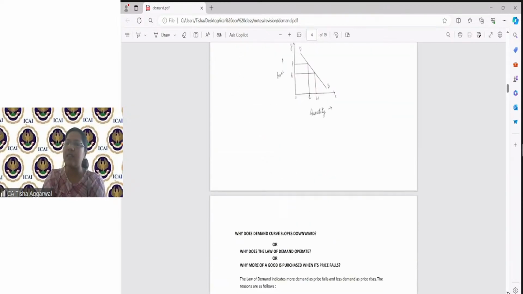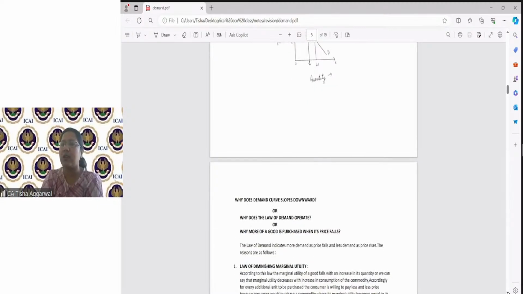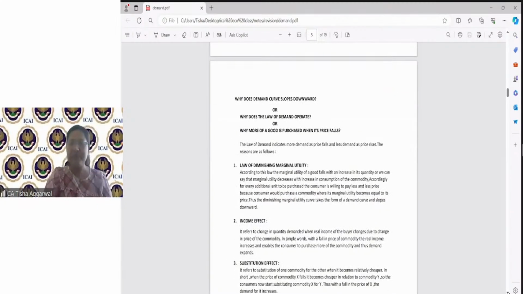This is the reason why: because one variable, that is the price, is increasing, the other variable, that is the quantity, is reducing. We also discussed a few factors.